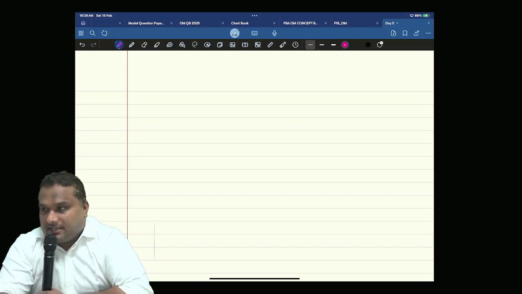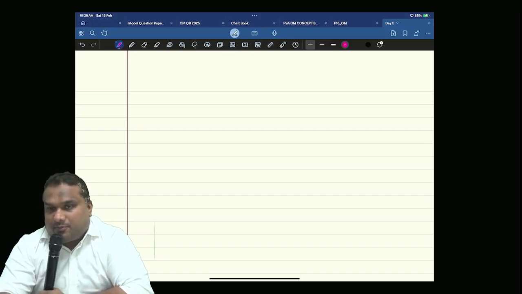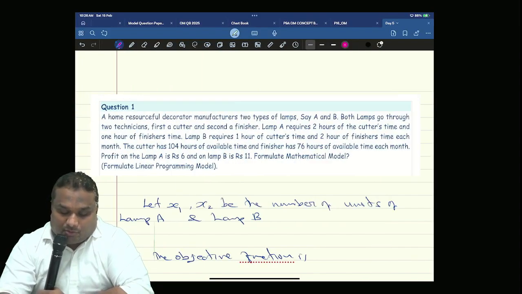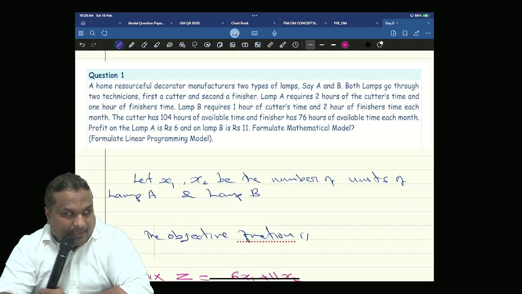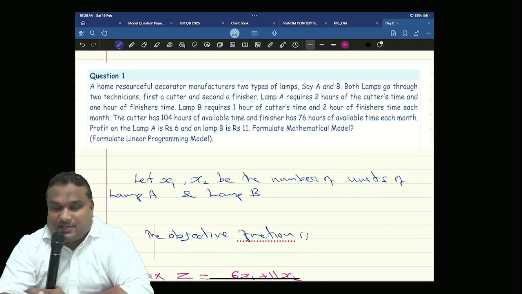Ready? Now tell me, how many products are we having? Two products. What are the names of the products? Lamp A, Lamp B. Am I right? Now, what are the restrictions we are having? One is cutter, the other one is finisher.